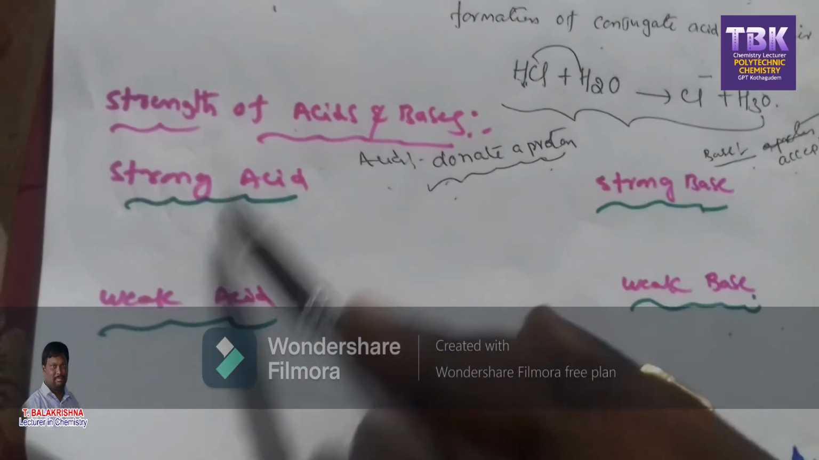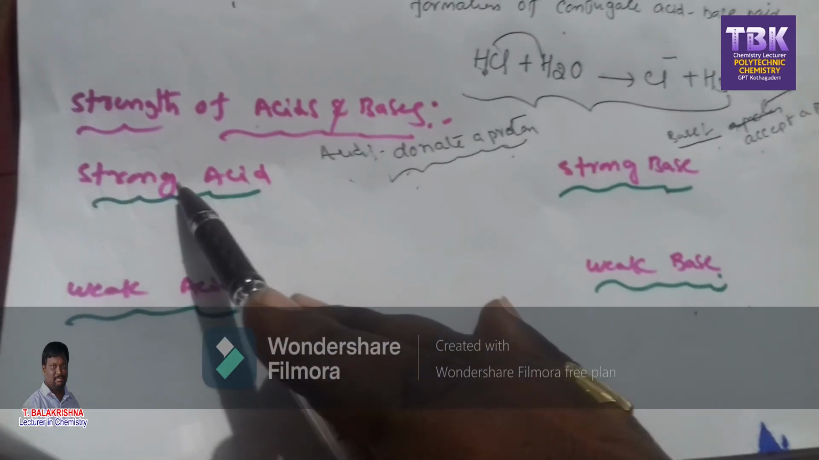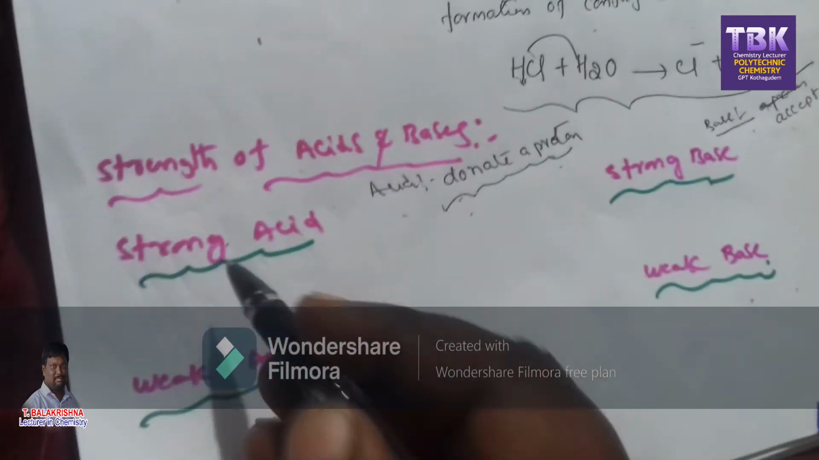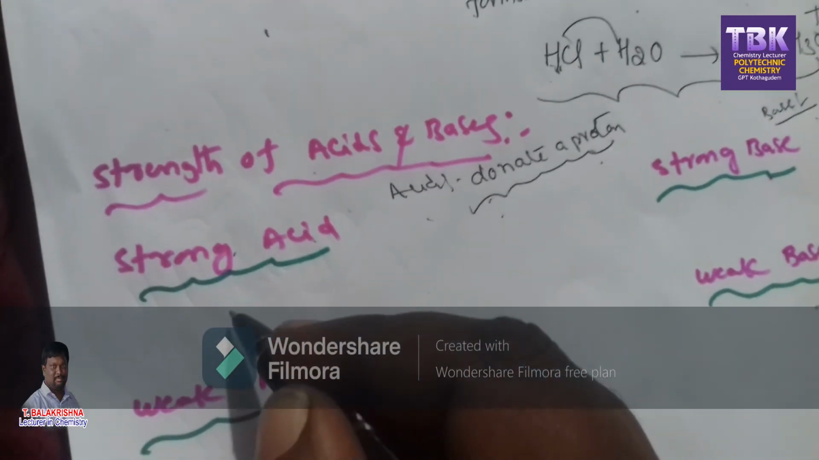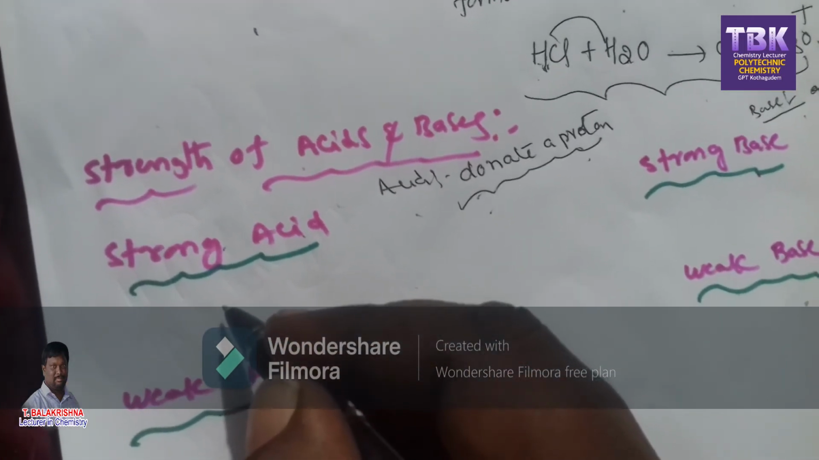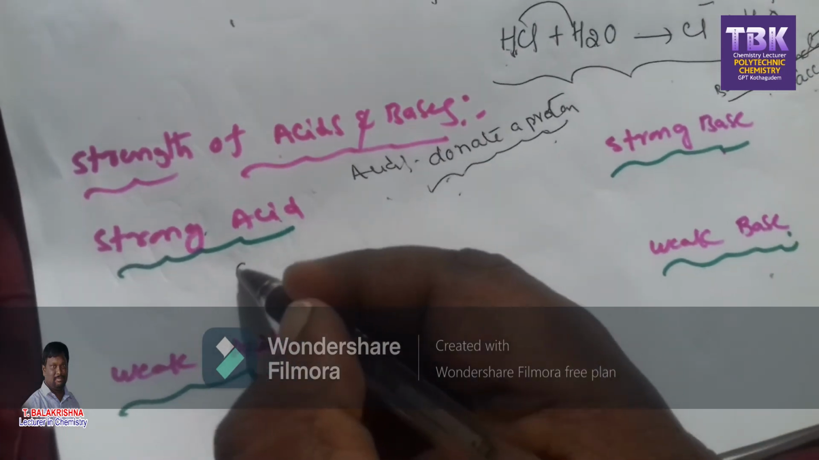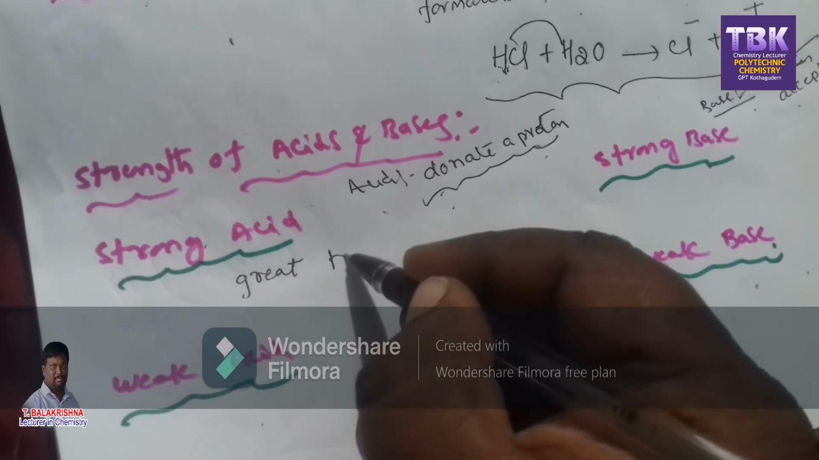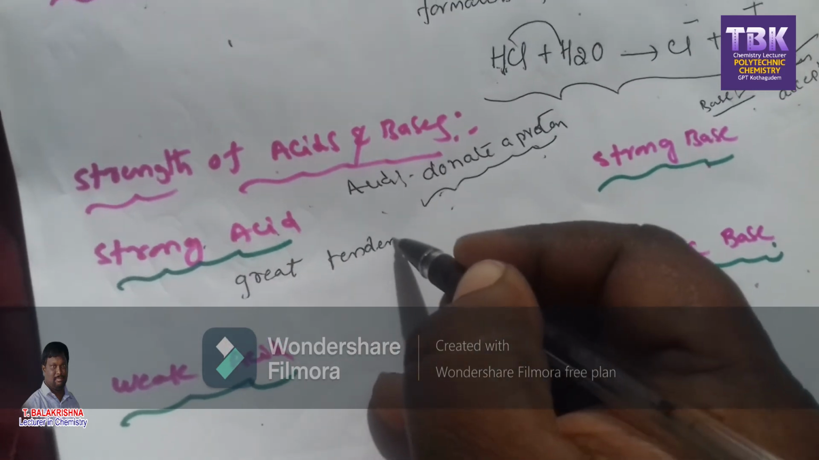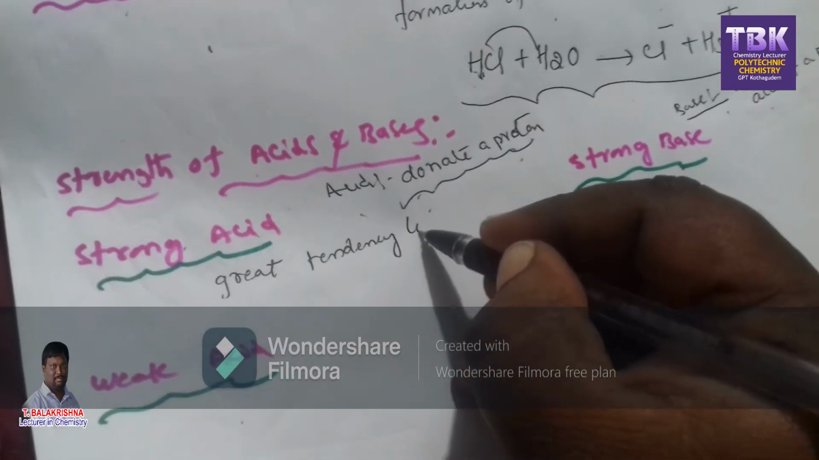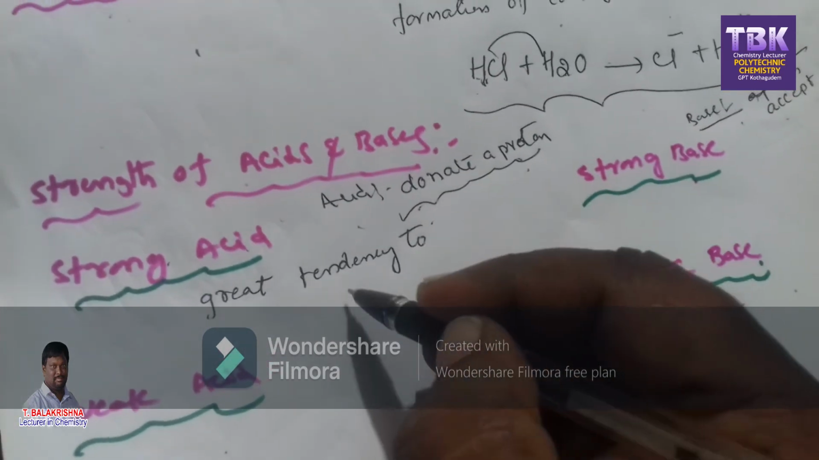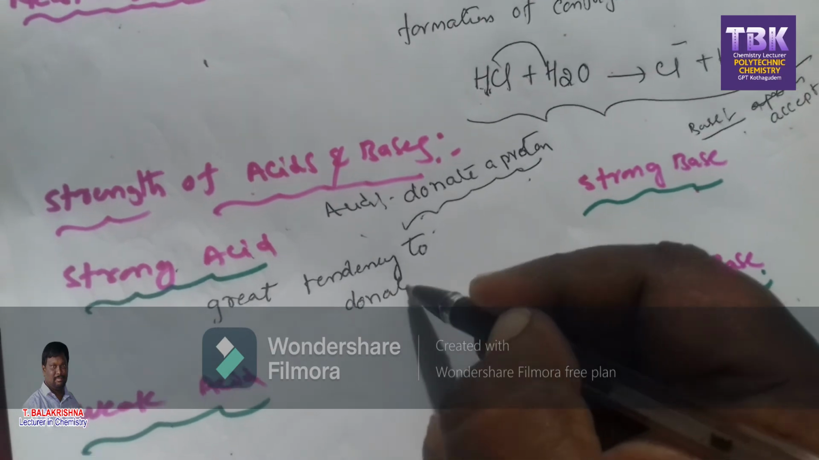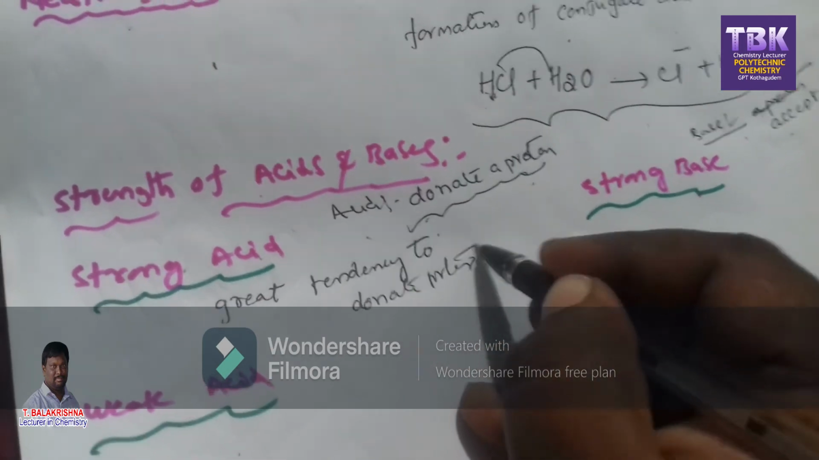But here, for the strength of acid, which one is called strong acid and which one is called weak acid? The definition of strong acid is the great tendency or more tendency to donate a proton. Great tendency to donate a proton is called strong acid.